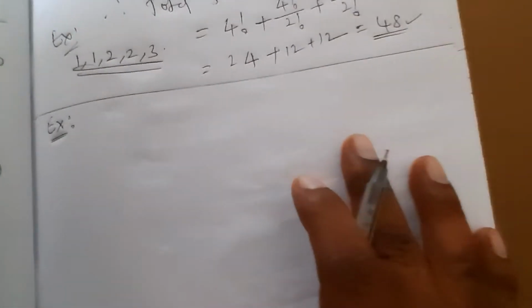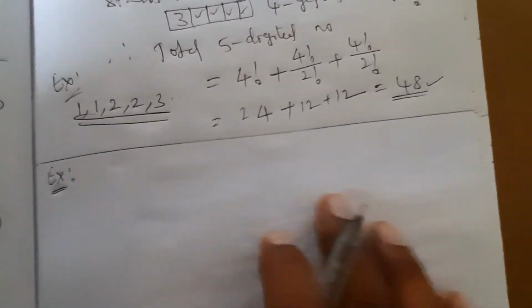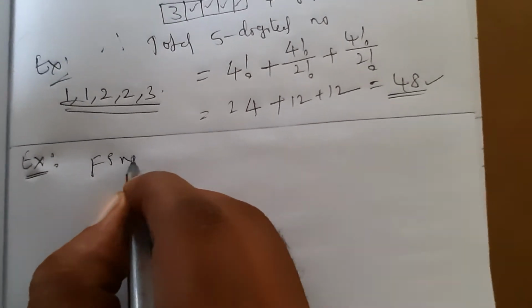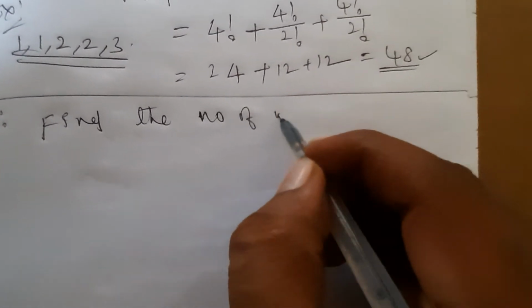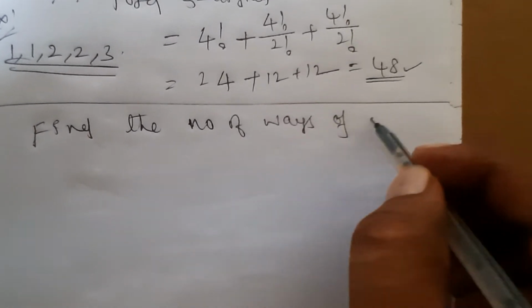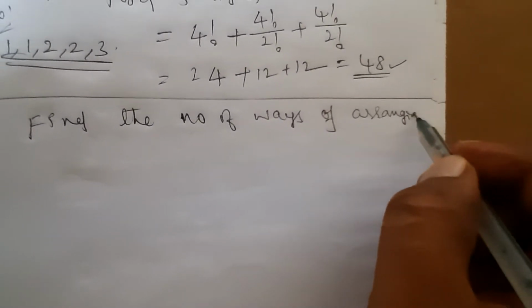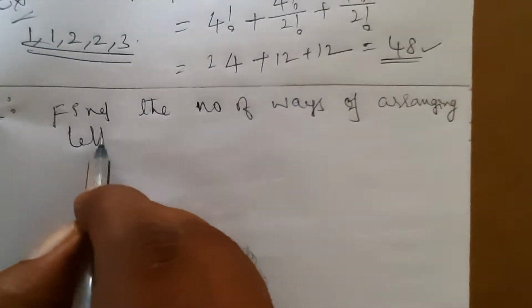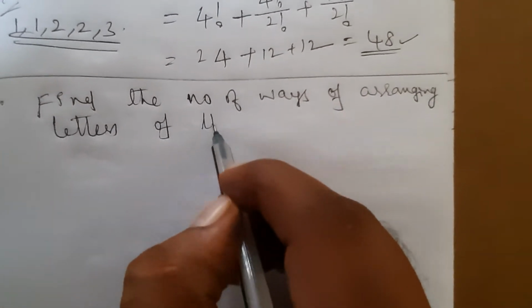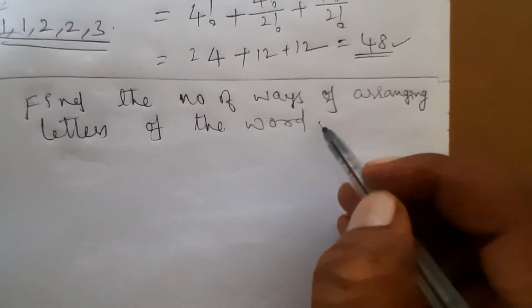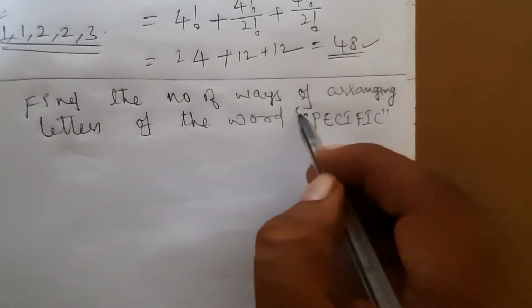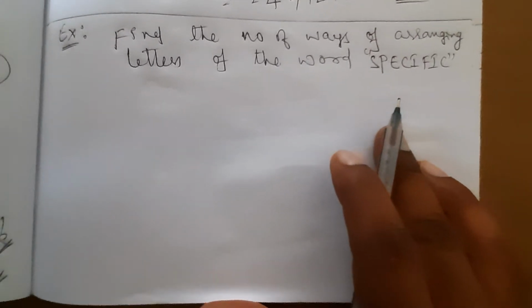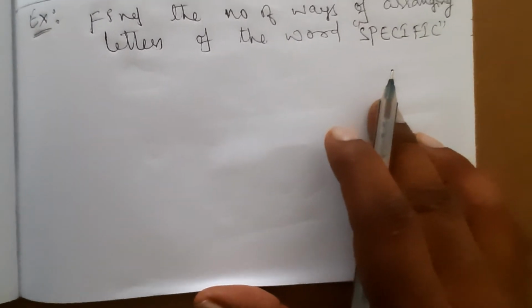Here the next example is this one. Find the number of ways of arranging the letters of the word SPECIFIC. Okay, find the number of ways of arranging the letters of the word SPECIFIC.